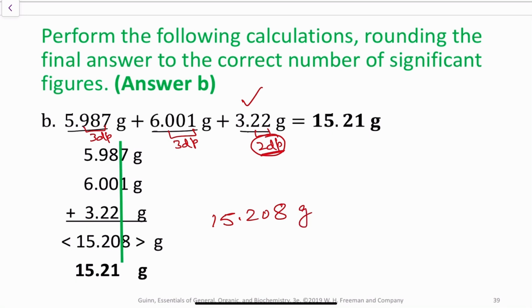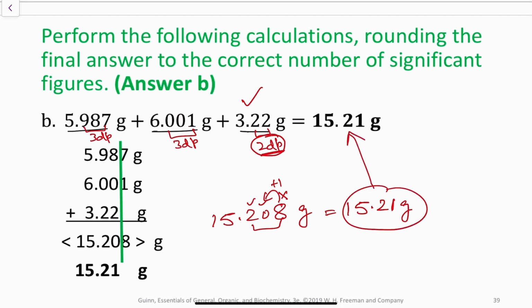And these are grams. But how many decimal places do we need? 2. It has 3, right? So we just need 1 2. We don't want this one. If we round off, this number is more than 5, so the previous number will increase by 1. So your final answer will be 15.21 grams, and this is your answer.